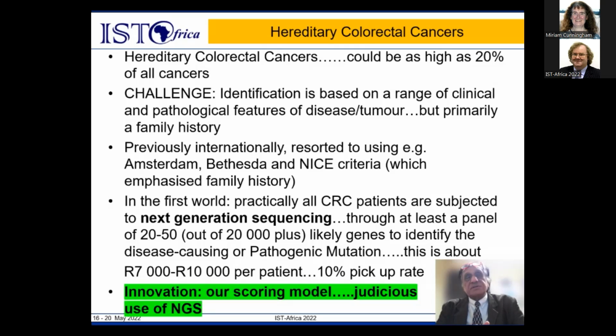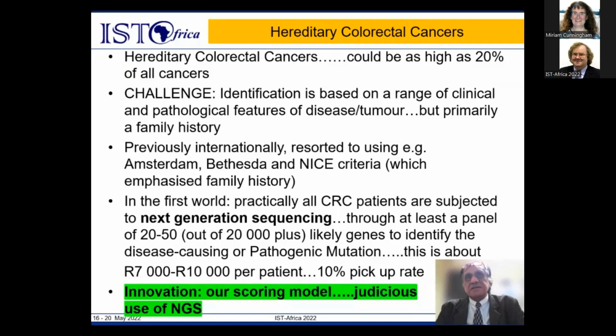However, what's happened in the last perhaps 5 to 10 years, with the availability of next generation technologies, next generation DNA sequencing precisely, is that practically all individuals who are affected with, in this case, colorectal cancer, and here I refer to first world countries, are put through a panel of about 20 to 50 likely genes within which mutations are likely to cause disease. And this is at a cost of about between 7,000 to 10,000 rands per patient, with a 10% pickup rate. So that we cannot afford.